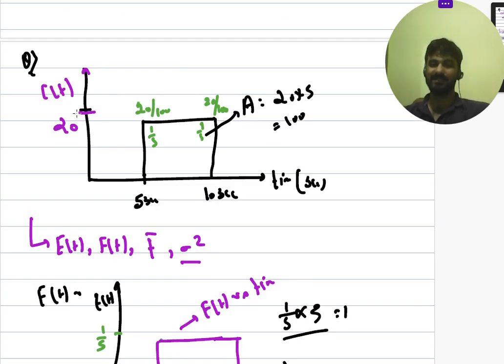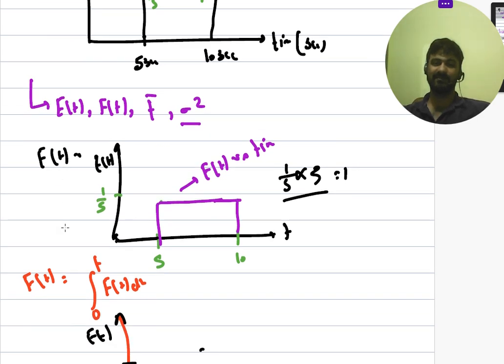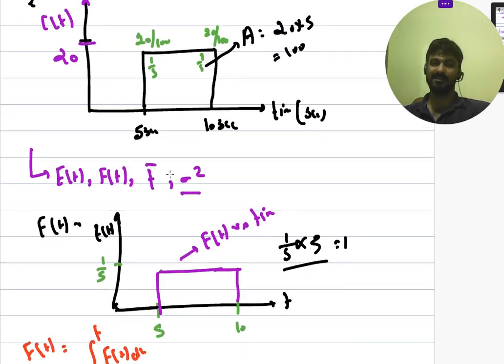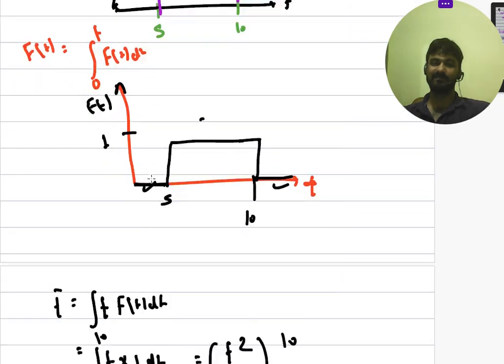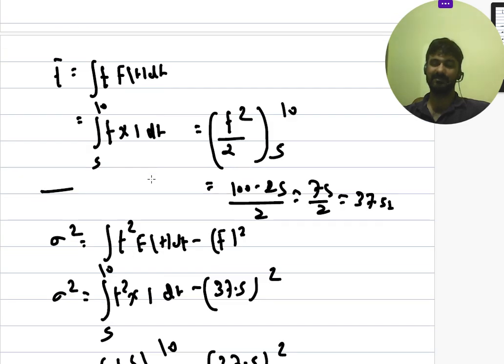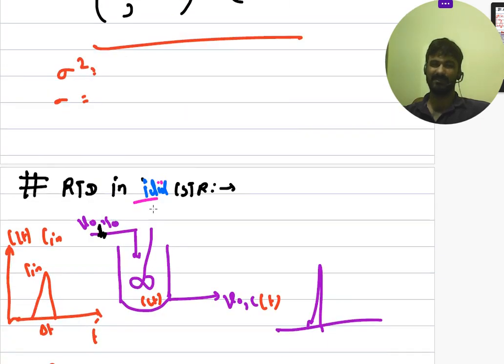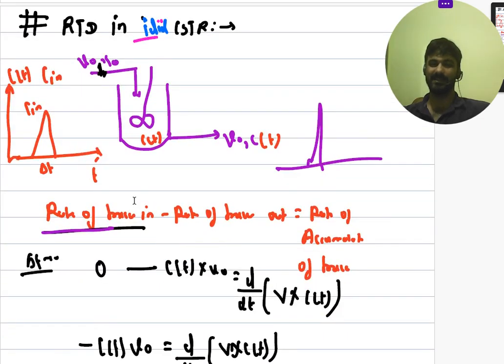So let's say this is the concentration versus time curve, and for it you are supposed to calculate the Et curve, Ft curve, and T bar and sigma square. So obviously Ft is equal to Ct divided by C naught. So C naught is how much? That is C max. So Ct you know, and C max is 20. So you can calculate Et, Ft, and obviously T bar is equal to integral of T Et dt, and sigma square is equal to integral of T square Et dt minus T bar whole square. This formula I have already discussed, and you can calculate this.